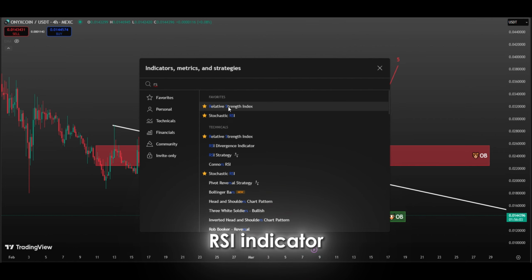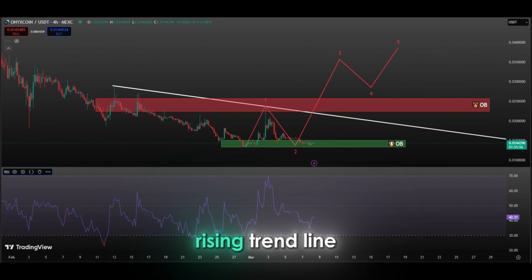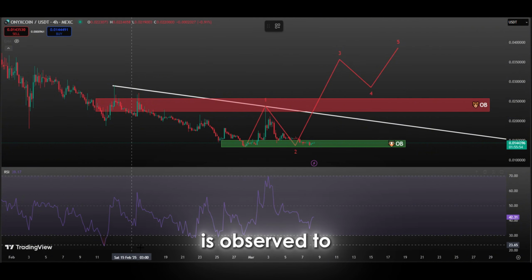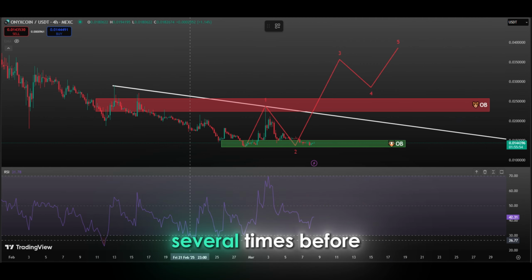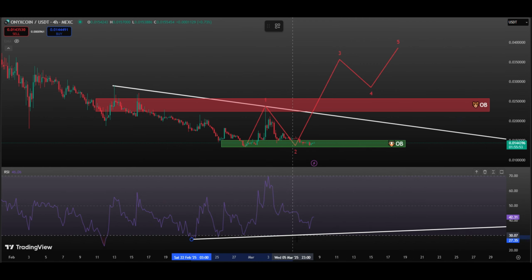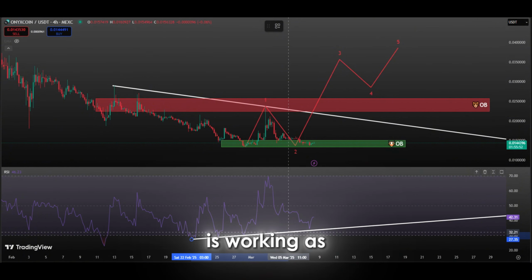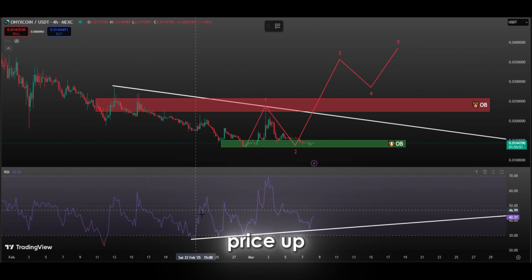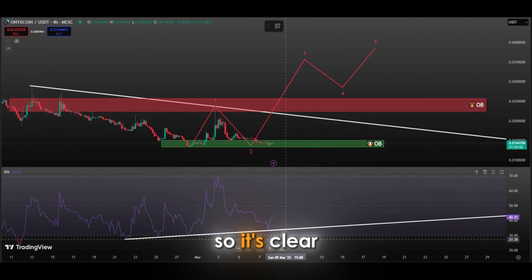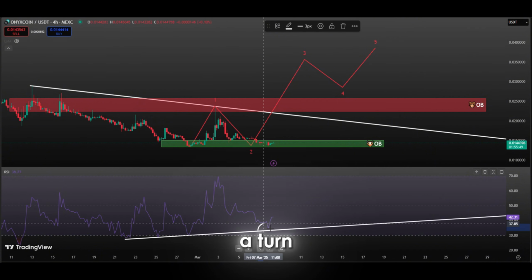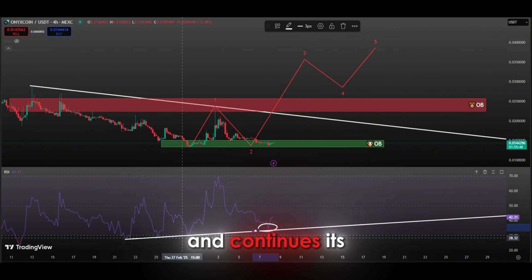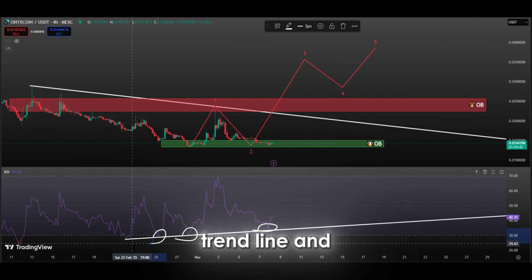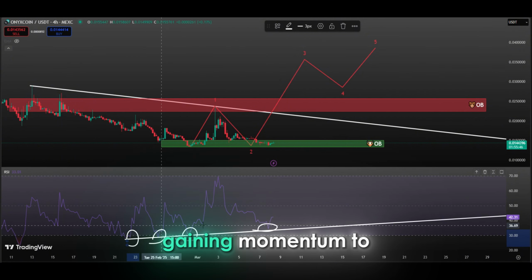Looking at the RSI indicator, we can see the presence of an important rising trend line supporting price action. In the current case, the RSI is observed to have bounced off this rising trend line several times before, moving to the upside. Such reactions suggest that the trend line is working as a strong support zone, and buyers step in when they hit this level and move the price up. So, it's clear that each time the RSI approaches the trend line, it makes a turn and continues its uptrend. In its most recent move, we notice that the RSI is again approaching this trend line and bouncing off it, gaining momentum to the upside.